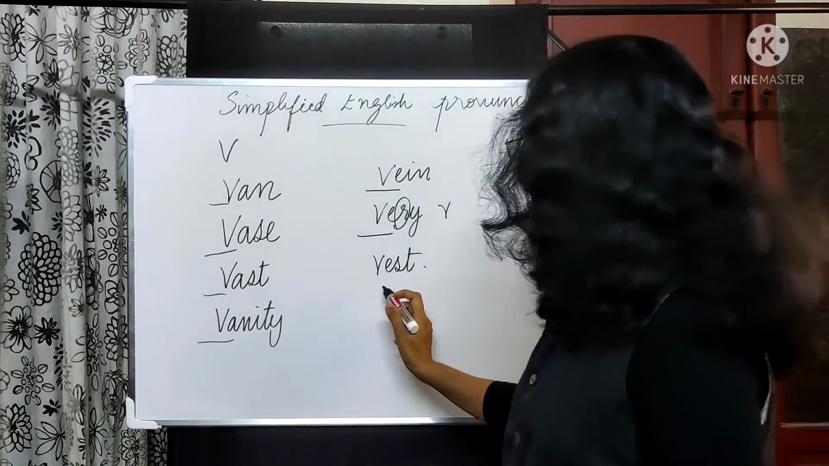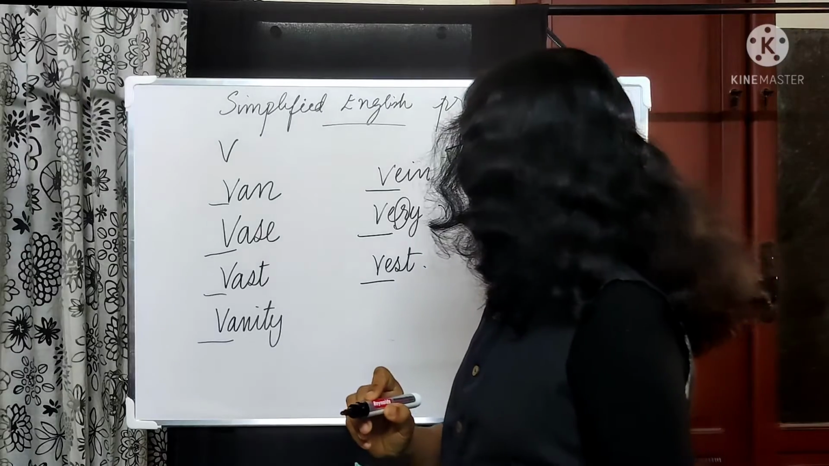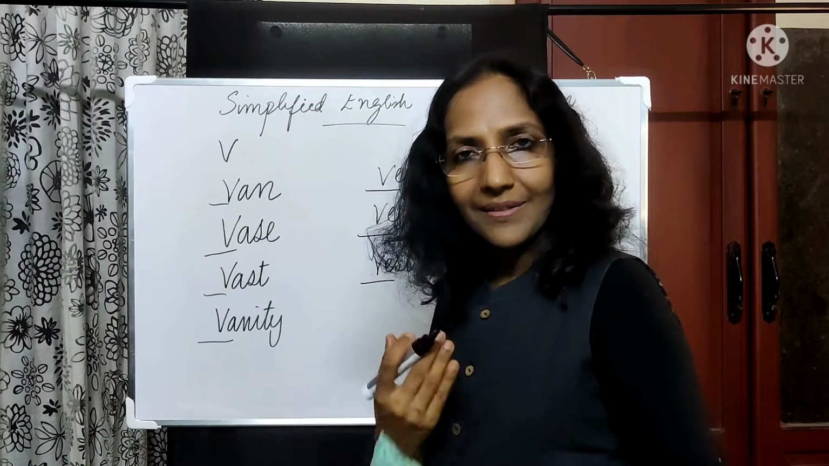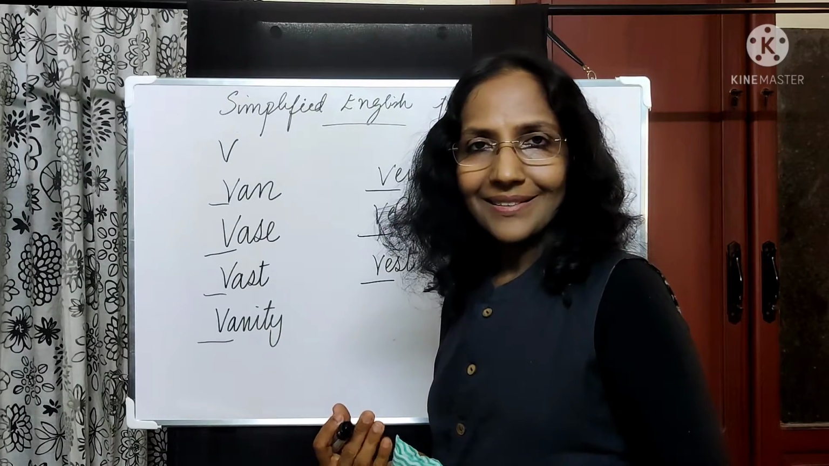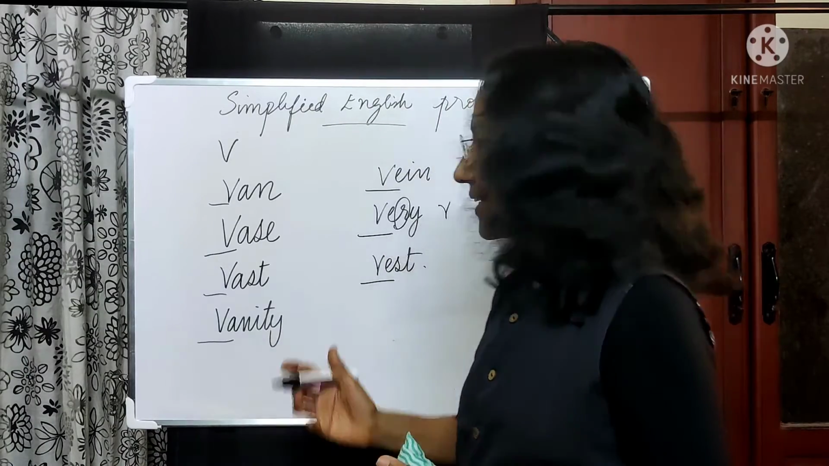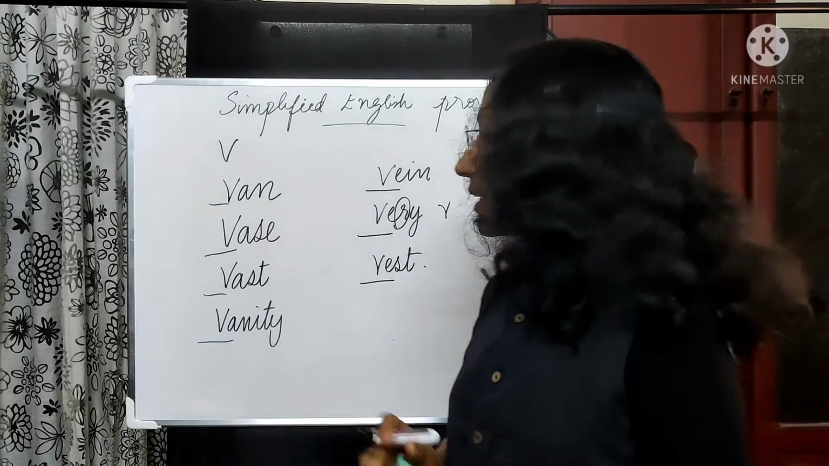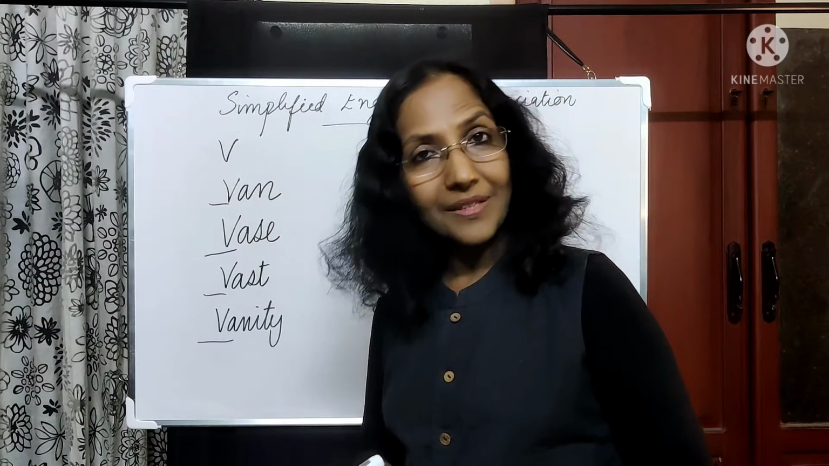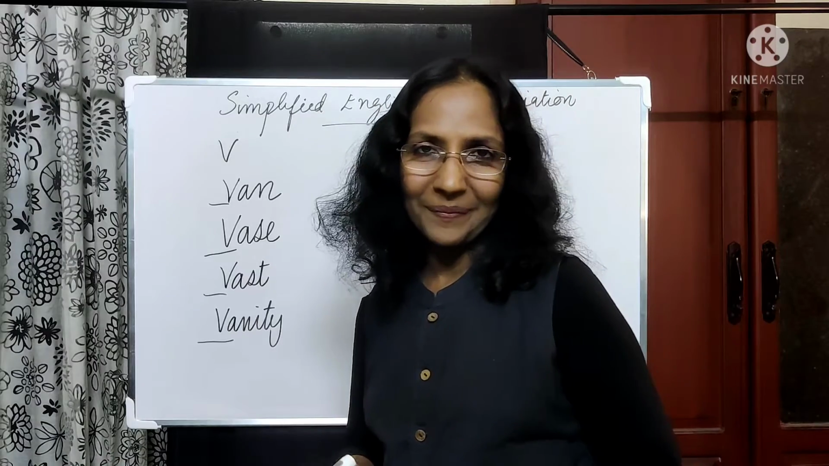Next is again something known to us, the innerwear, the shirt that we wear inside the coat: vest. It's vest. That's it. So we have learned these words now, and I hope it's clear to you. Now we take a quick recap of the sounds and wind up.